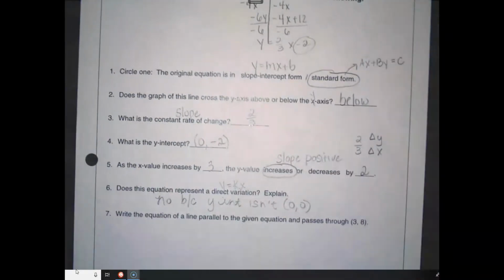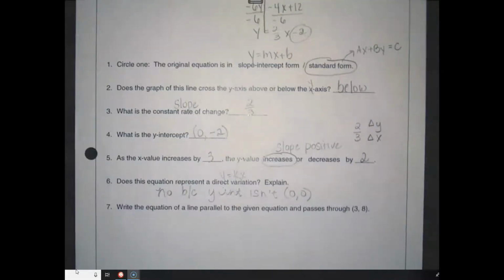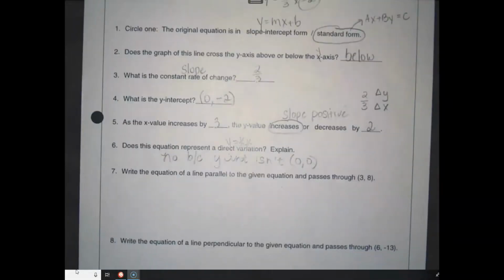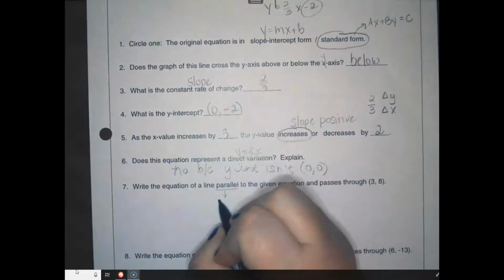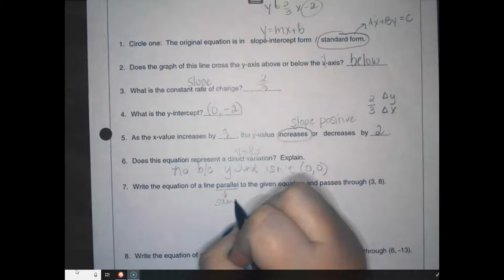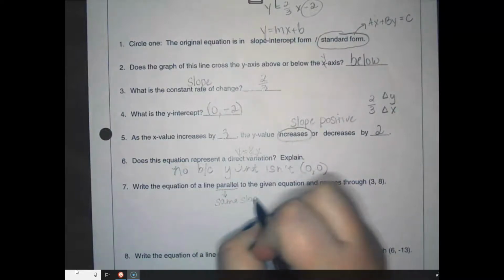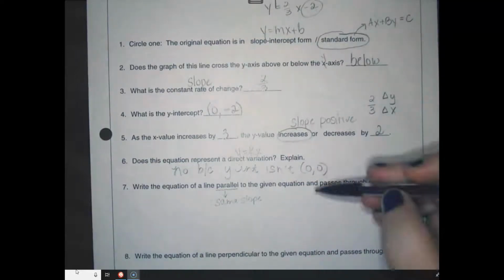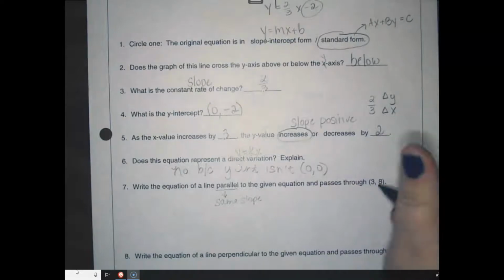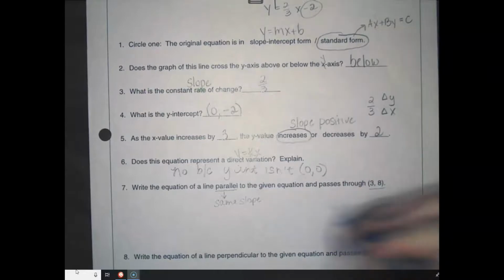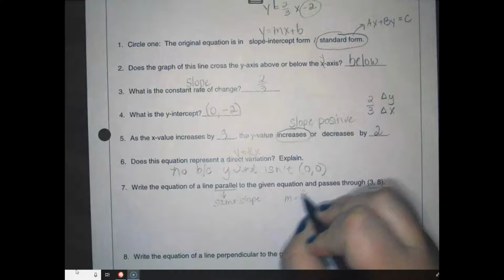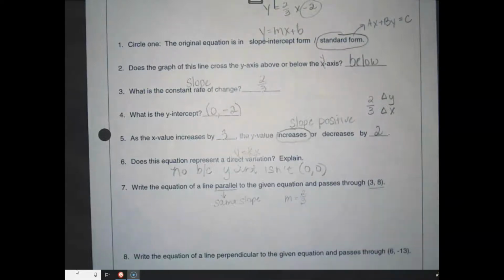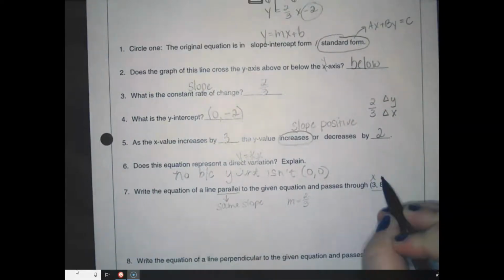Alright, so this is where my video had cut out last time, so let's look. Write the equation of a line that's parallel, and I'm going to make a note that that means same slope, to the given equation and passes through the point 3, 8. So I know that my slope, my m, is going to be 2/3, and I know that this is my x and y.